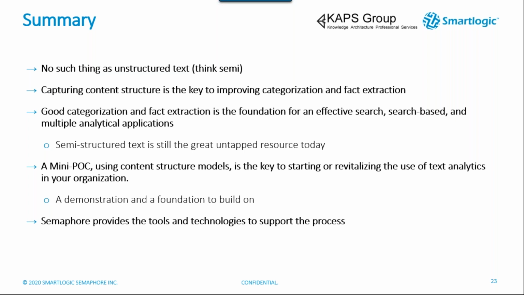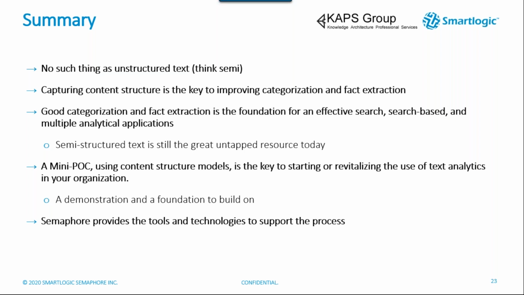Okay, thanks, Bob. That was great. First of all, in summary, as we mentioned in the beginning, there's no such thing as unstructured text. It's really a misnomer, and semi-structured is probably the best way to describe it. The point is that capturing the content structure of so-called unstructured text is really the key to improving categorization and fact extraction both. And good categorization and fact extraction is then a foundation for effective search and all the search-based applications that you can build, and all the multiple analytical applications you can build by pulling the data out of text. So semi-structured text is probably still a great untapped resource today.